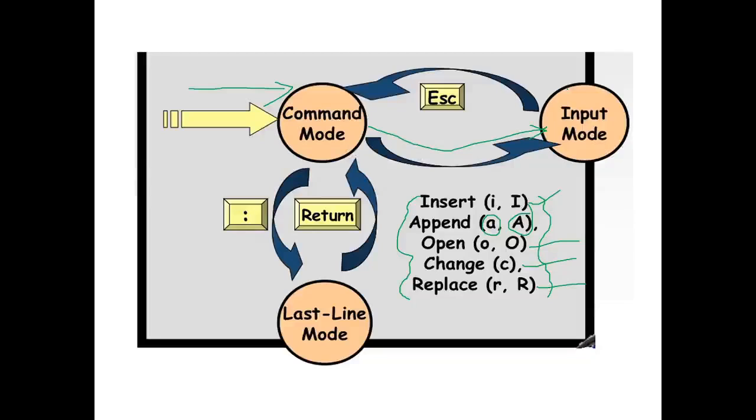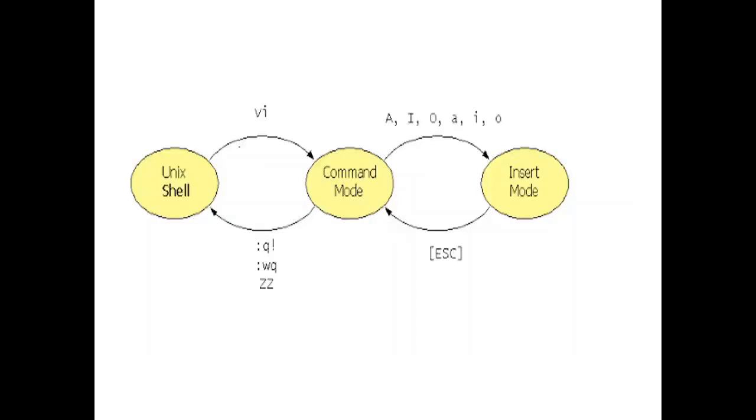After making the changes in the file, you need to return to the command mode by pressing the escape key. After coming to the command mode, if you want to save your changes, then you need to go to the last line mode by pressing colon. Then you can type various letters with the colon to save the changes, and then again you need to return to the command mode. This is how the VI editor works, and using this it allows you to compile and execute a set of commands.